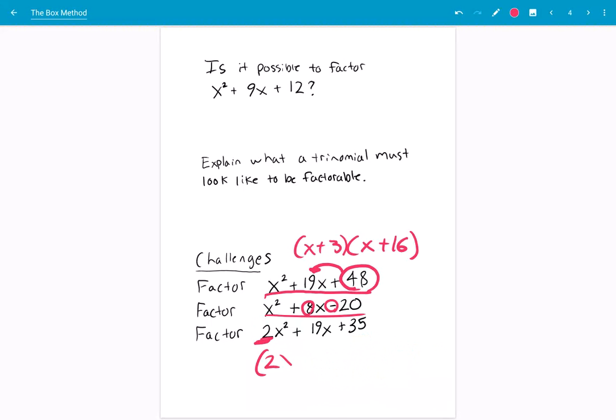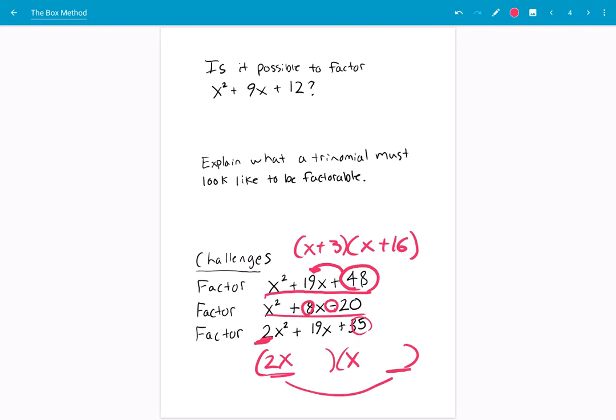That means we're going to have a 2 in front, but just in one of our quantities. Because if I put a 2 in both, that would give me 4. The only factors of 2 are 1 and 2. So it's going to be a 1x and a 2x, or just an x and a 2x. Just like before, I'm going to find factors of 35. But now one of my factors is actually going to be multiplied by this 2x. So it's going to be doubled in giving me this 19.